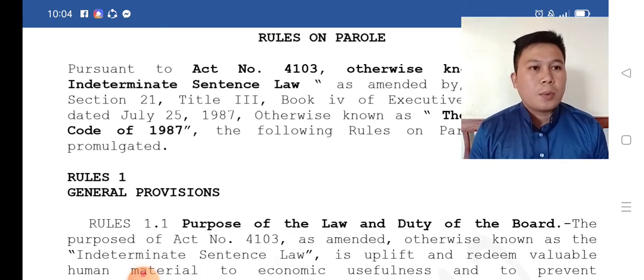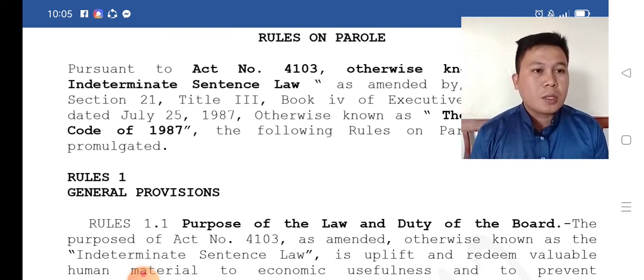Rule number 1, which is the general provisions. Rule number 1.1, purpose of the law and duty of the board. The purpose of Act number 4103. Hindi niyo siguro iniisip na ito is maaaring lumabas sa board exam. So, ito kasi is based on theory. So, ang lahat ng theory na nandito, lahat ng definition of terms, explanations, dapat alam natin.